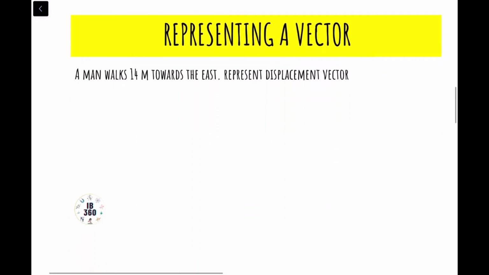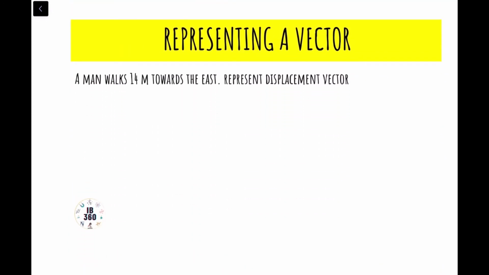Proceeding on to the next example, a man walks 14 meters towards the east, okay? Again, this is north, this is south, this is east, this is west. Suppose the man starts at point A and walks 14 meters towards the east, and he reaches point B. So the vector's magnitude is 14 meters, and the length of the tail of the vector will be 14 meters, from point A to point B, okay?